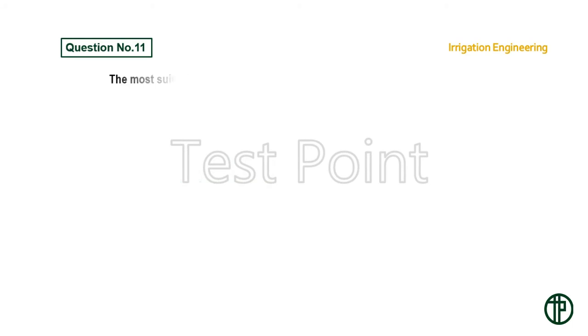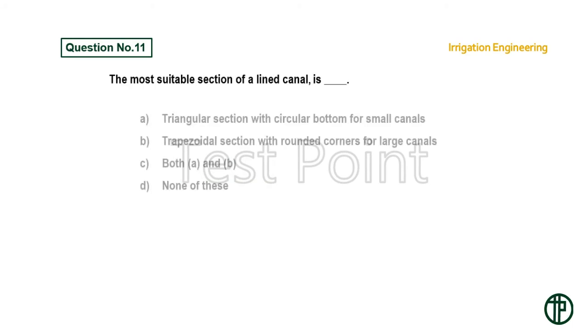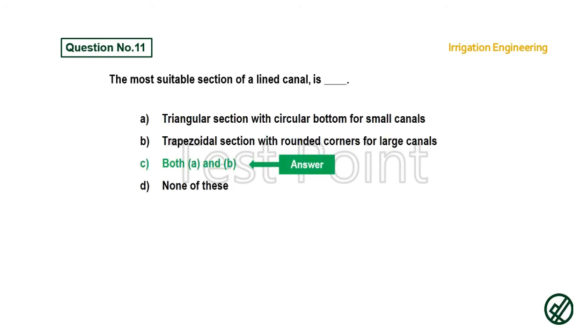Question number 11. The most suitable section of a lined canal is: Option A, triangular section with circular bottom for small canals. Option B, trapezoidal section with rounded corners for large canals. Option C, both A and B. Option D, none of these. Answer is option C, both A and B.